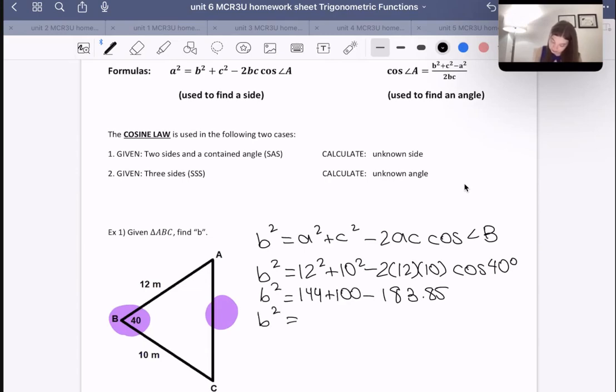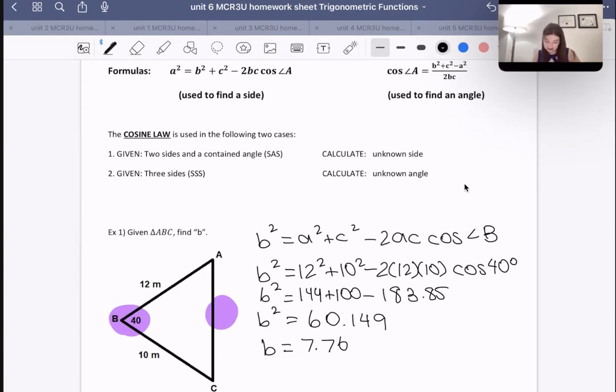So b squared, therefore, is equal to 60.149. And then I'm going to take the square root of both sides, and I'm going to end up with b equals 7.76. Okay, so that's going to be my final answer.